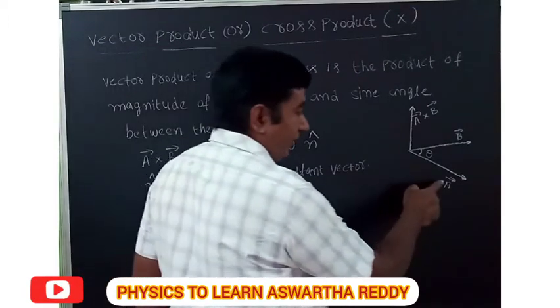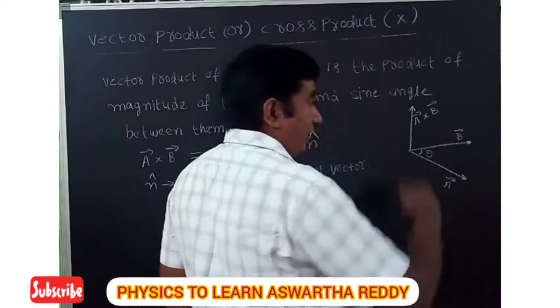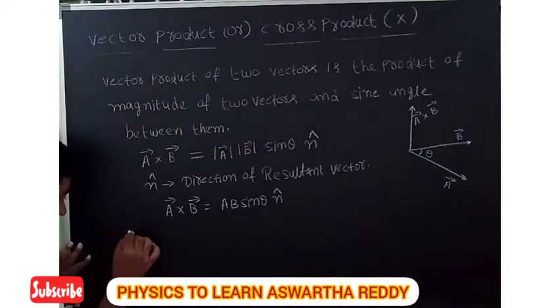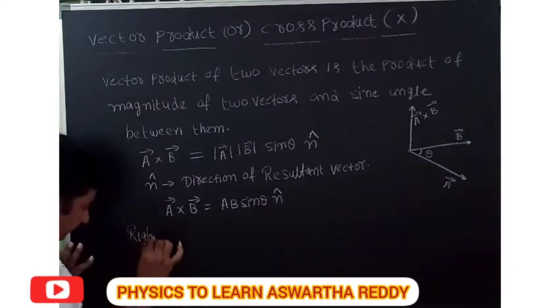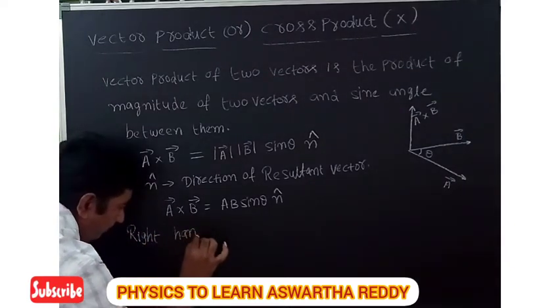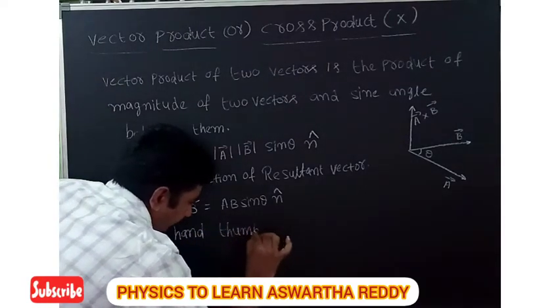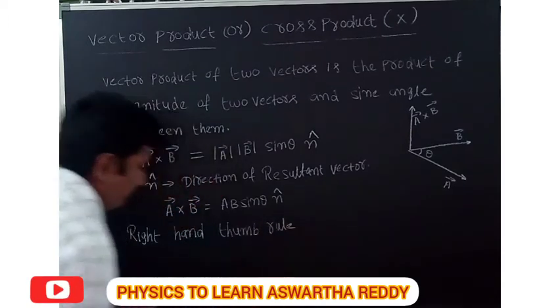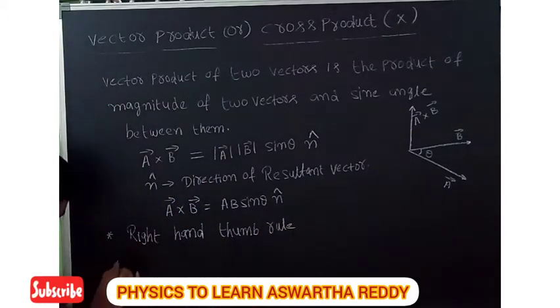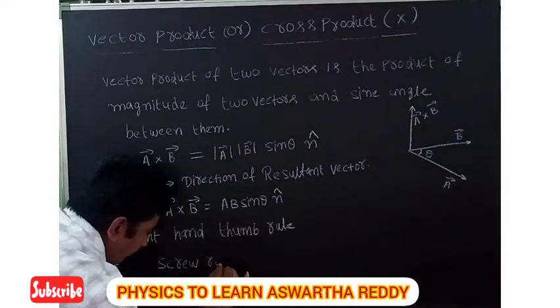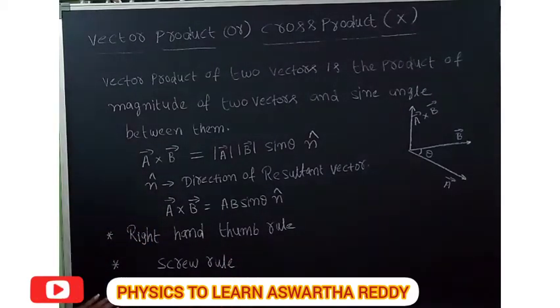So here I have taken A vector and B vector. The resultant, we can find by using, first, the right hand thumb rule. Then the next one is the screw rule, or we can also call it the right hand screw rule. So how can we explain this?